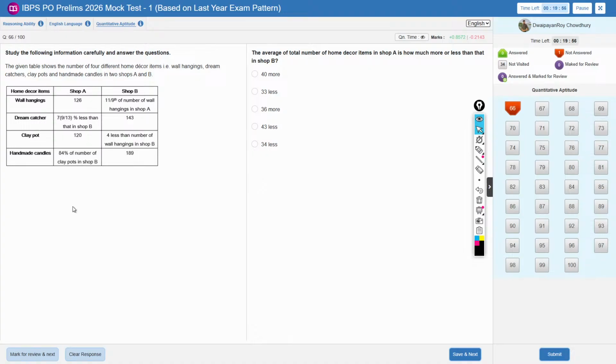Next part, wall hanging shop one. Okay, number of, so 9, 14. 14 means 1, 5, 4, 13. Less than, okay, so 13, 7, 9. So 100 by 13, 1/13th less. So 113, 11 less. 132, 4 less than the number of wall hanging. So 150% of clay pot, 84% of clay pot in D.